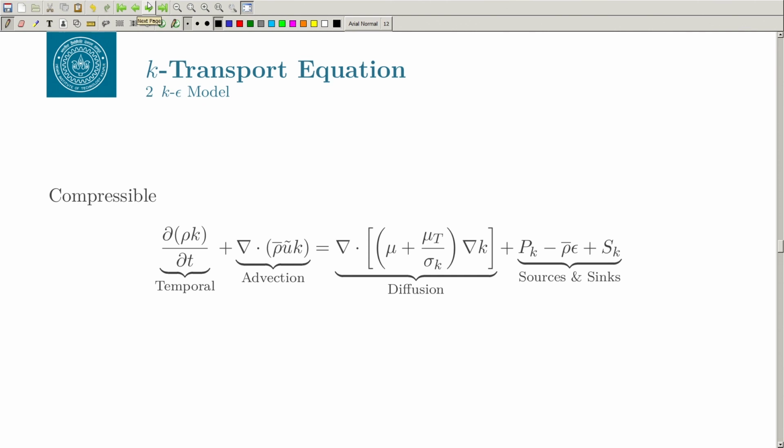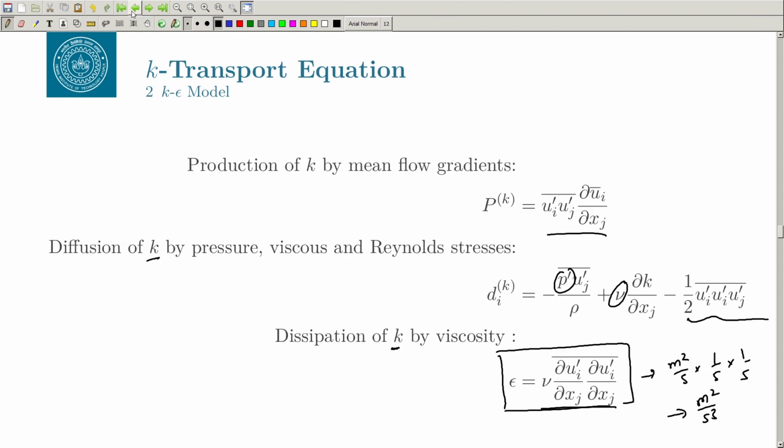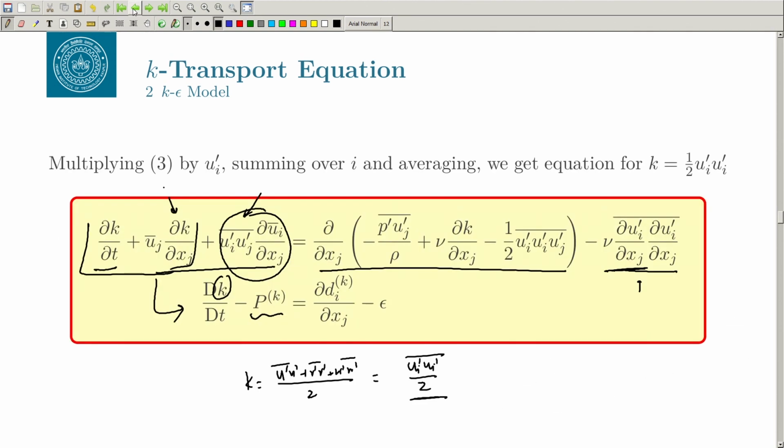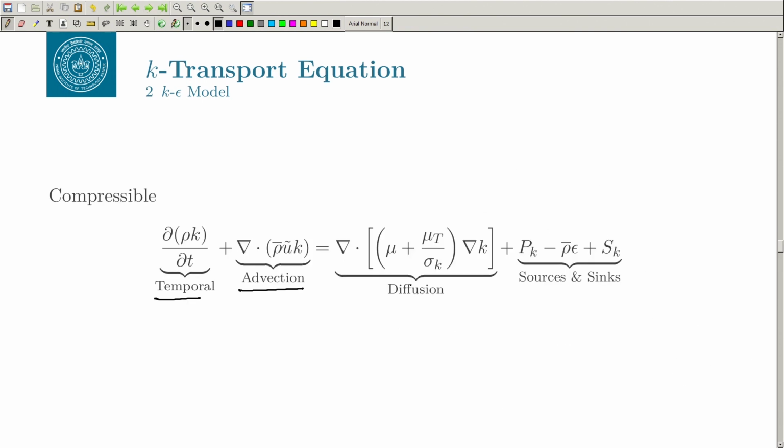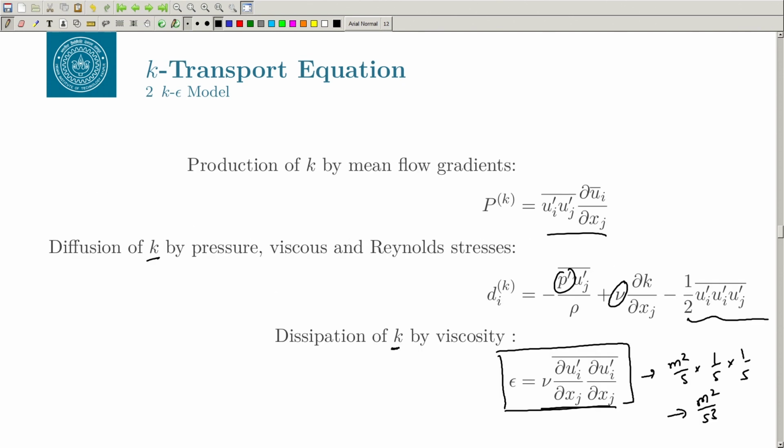Now, for the compressible case you can write it in a slightly different way. I am just giving you the overall picture. This is your temporal part, then you have the advection part, for incompressible as well as compressible, then you have this diffusion part. You have some assumptions here: you ignore some of the terms, especially some of the models ignore this diffusion due to the pressure, and you mostly take the diffusion due to the viscosity as well as the turbulent transport, and this will give you mu t.